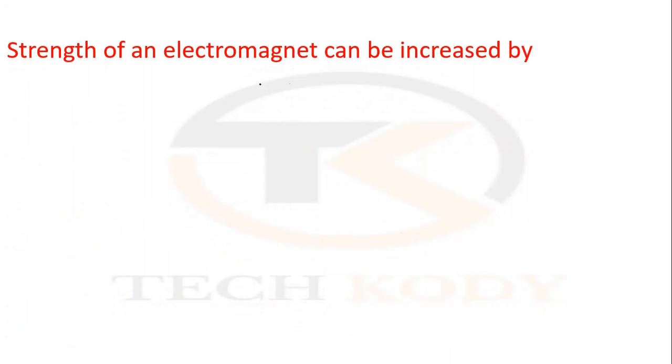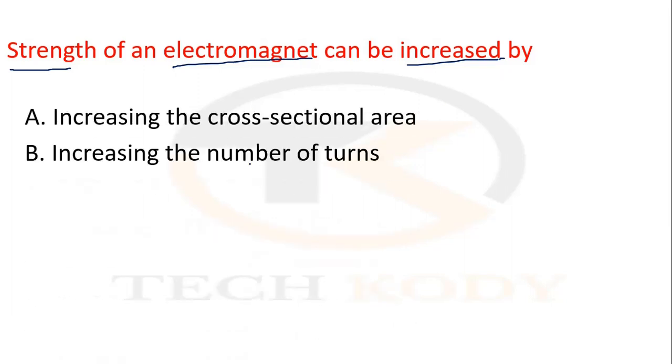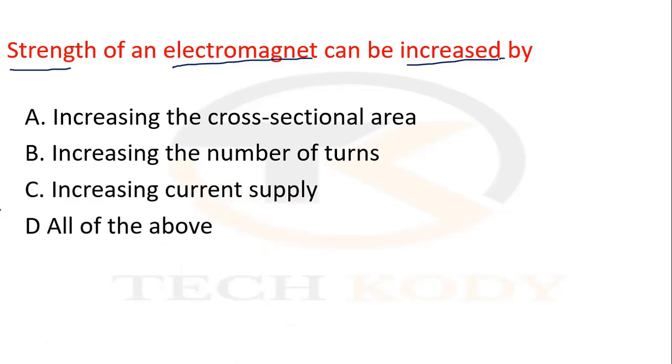The strength of an electromagnet can be increased by increasing the cross sectional area, increasing the number of turns, increasing the current supply, or all of the above. We can see that the strength of the magnetic field can be increased by all of the above. By doing all these, that is increasing the cross-sectional area, increasing the number of turns, and increasing the current supply, you can increase the strength of the electromagnet.